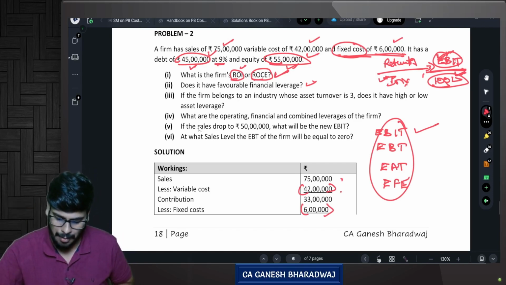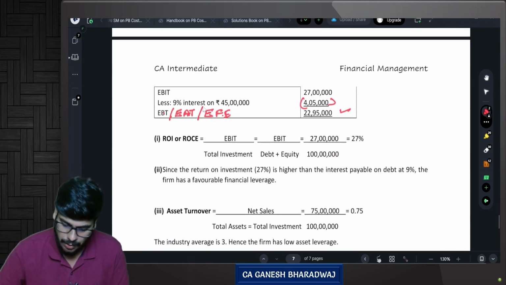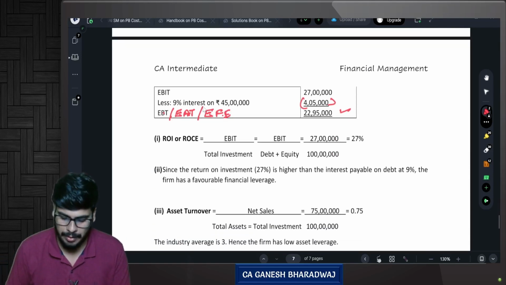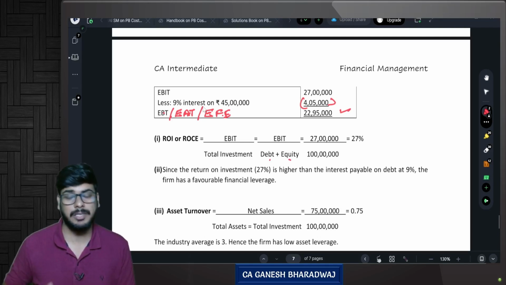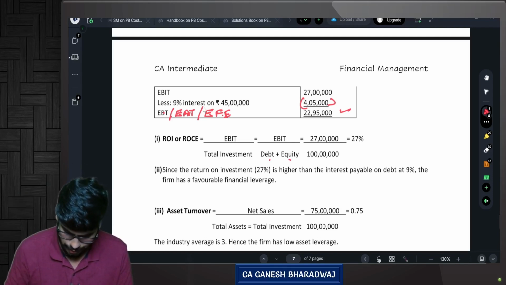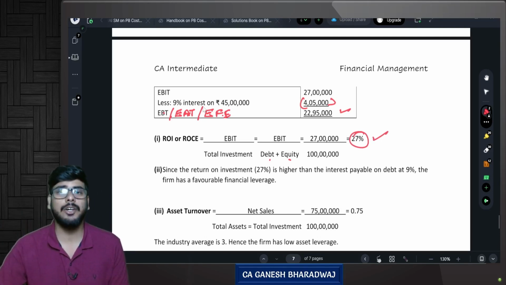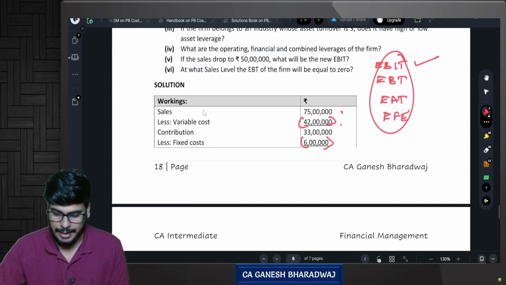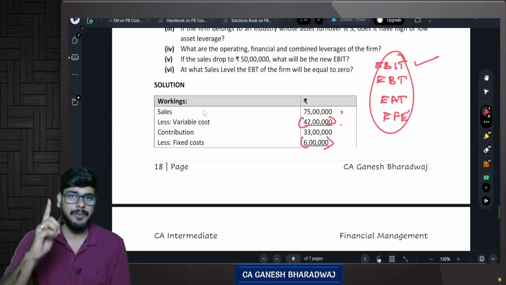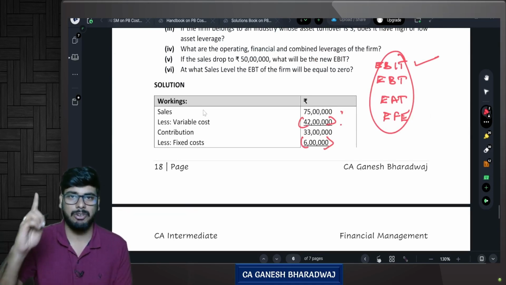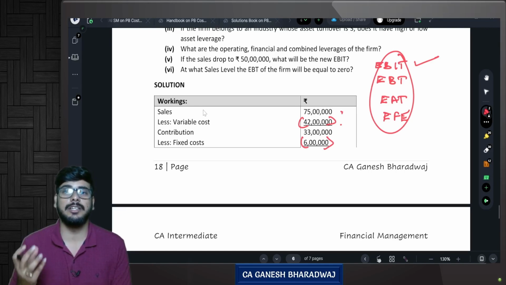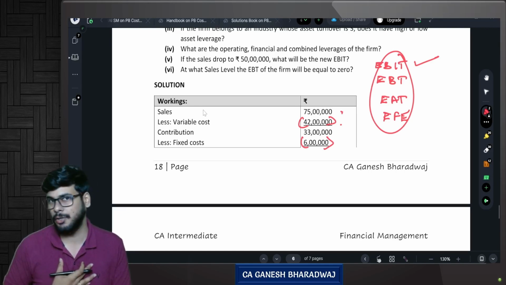Yes. So what is the formula here? You have both the figures. So EBIT upon total investment. Total investment is nothing but debt plus equity. So if preference is given, that also needs to be added. Are you clear with this? That is going to be 27%. Now, what is the meaning of this? Every rupee invested in this particular company is generating a return of 27%. Are you clear with this?